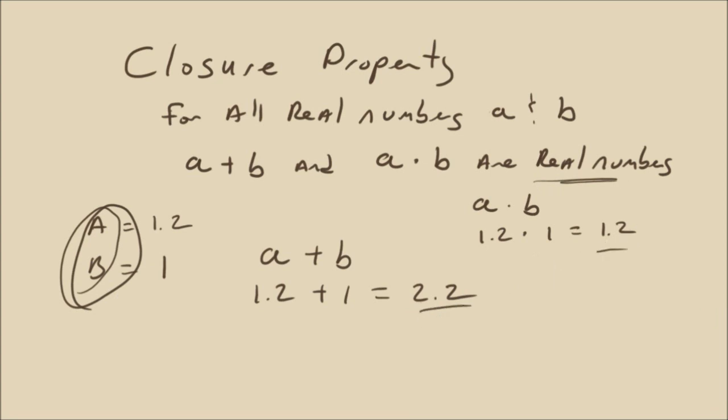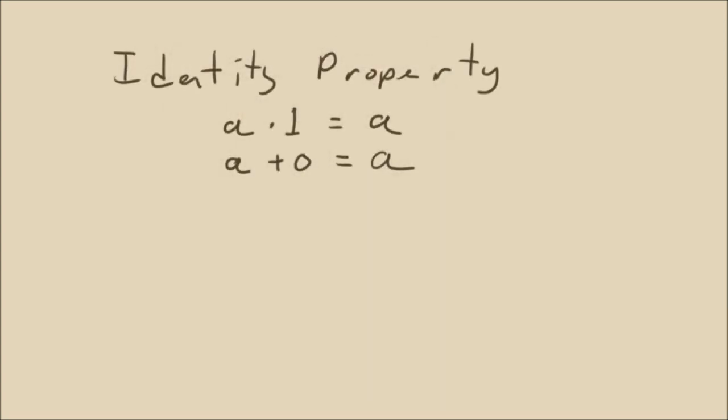All right, on to, oops. Okay, so now we're on to the identity property. The identity property is pretty straightforward. All you have to do with the identity property is if you're multiplying 1 times any number, that's your answer, whatever the number is. And if you're adding 0 to any number, again, that's your answer.